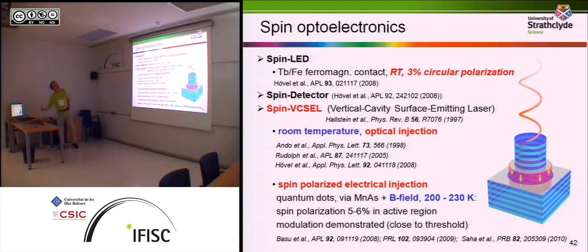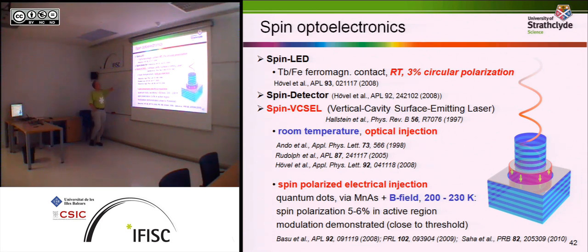Okay, and since then, in parallel, there was quite a lot of work on what's called spin optoelectronics or spintronics. People want to use also the spin degrees of freedom, in addition to the number of carriers, in communications or information processing, but progress is actually quite slow.